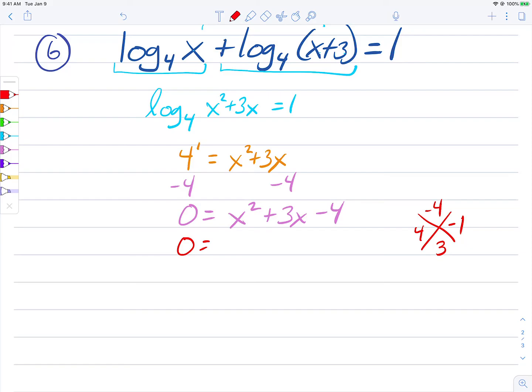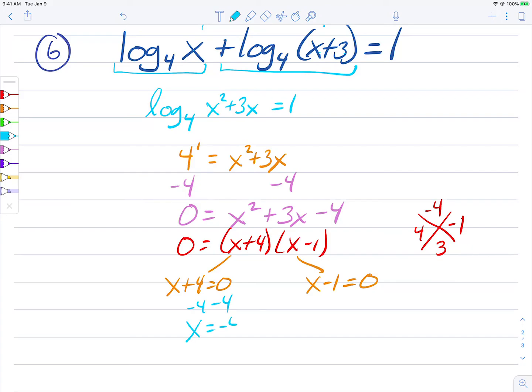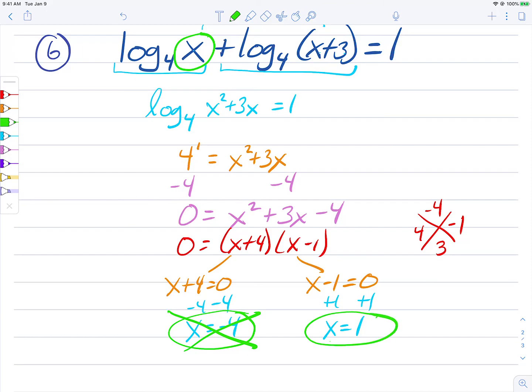So I have 0 equals x plus 4 times x minus 1. And again, if I have things that multiply to 0, I break them apart and one of them has to be a 0. Because the only way two numbers multiply to 0 is if one of them is 0. So if I subtract 4 from both sides here, I get x equals negative 4. And if I add 1 to both sides here, I get x equals 1. Now let's just double check these work. If I plug a negative 4 into the original problem, I would be taking the log of a negative. Not happening. Cross it off. If I plugged a 1 into either of them, the first one would just be a 1. That's fine. And 1 plus 3 is 4. That's fine. So our answer is 1.